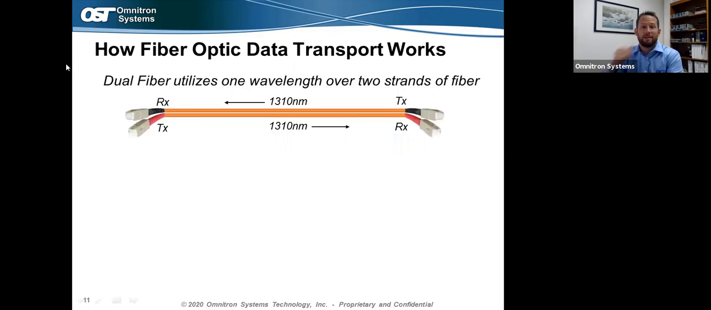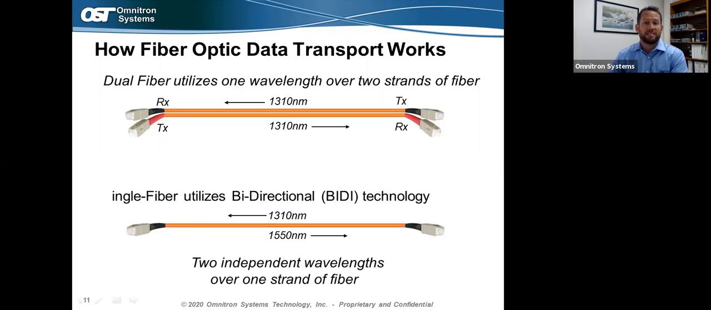So in order to understand how CWDM technology works, let's take a quick look at how fiber optic data transport works. In your typical fiber cable, dual strand fiber here, it's going to utilize one wavelength going in each direction. So a 1310 send and receive, each wavelength going on that separate fiber strand. Now taking a look at a single fiber line, it's going to utilize that bidirectional technology where you have multiple wavelengths going in different directions. So a 1310 going one way and a 1550. This was really the basis of how CWDM technology was invented.